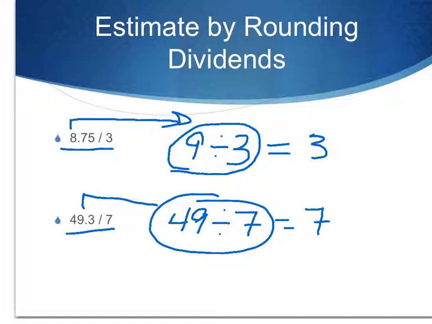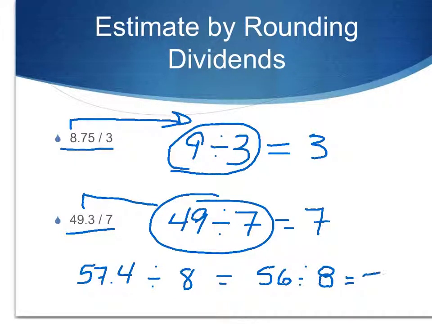Let's have you try one. Let's go: 57.4 divided by 8. Press pause right now and figure out your answer. Then press play to get the answer to see if you were correct. So looking at 57.4 divided by 8, I know 8 times 7 is 56, so I'm going to go 56 divided by 8 equals 7. So there are my compatible numbers, and 7 would be my quotient.